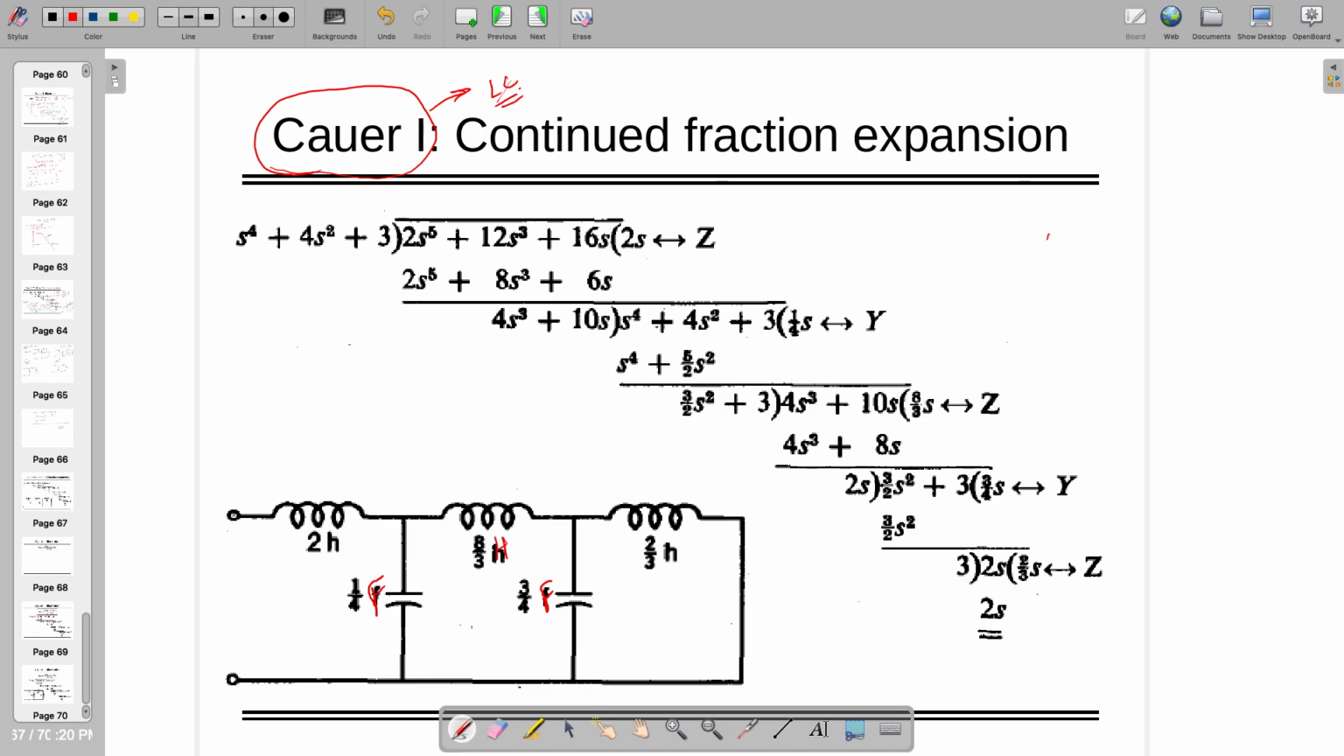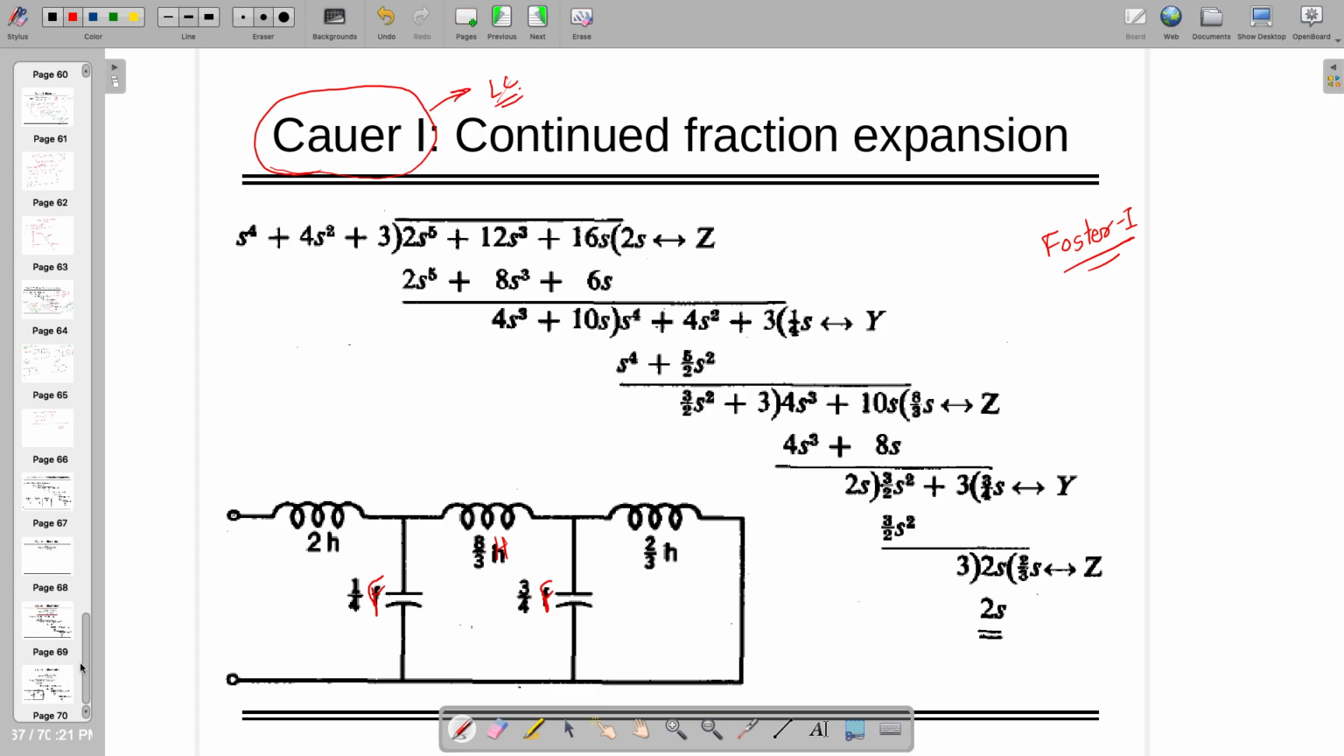But if somebody is asking you to find out using Foster 1, we are not going to follow this continued fraction expansion, but we are going to follow the partial fraction. For that you may use residue theorem, right? Okay. So is there any difficulty in this kind of function?